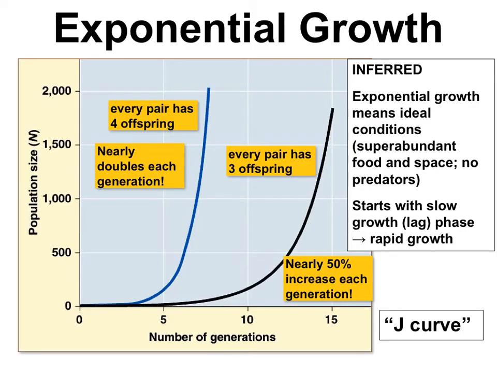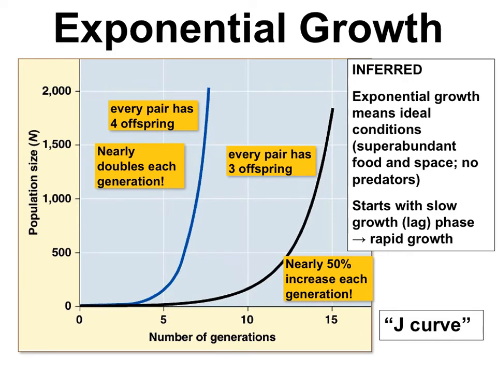Exponential growth is sometimes called a J-curve, because it looks like a J. What you can infer if you see exponential growth is that this organism is experiencing pretty perfect conditions. And what I mean by that is that food is super abundant, living space is super abundant, there are no predators and no diseases stopping the growth of this population.